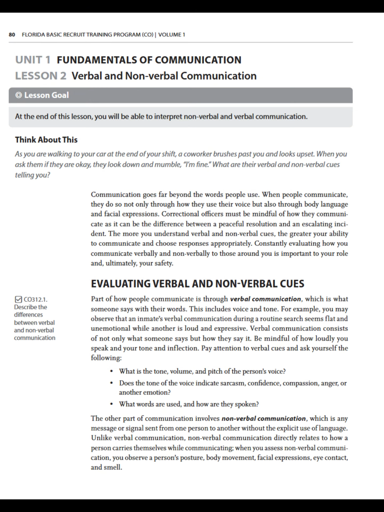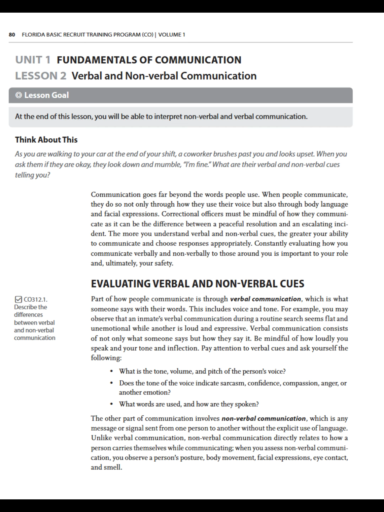Think about this. As you are walking to your car at the end of your shift, a coworker brushes past you and looks upset. When you ask them if they are okay, they look down and mumble, "I'm fine." What are their verbal and nonverbal cues telling you?